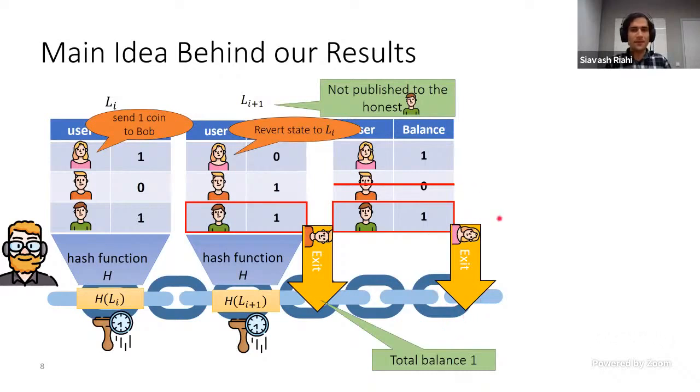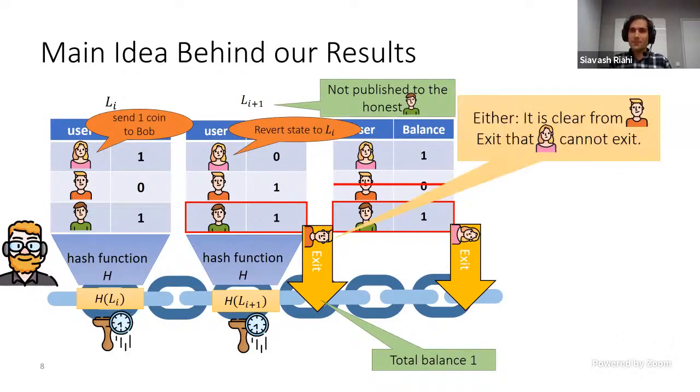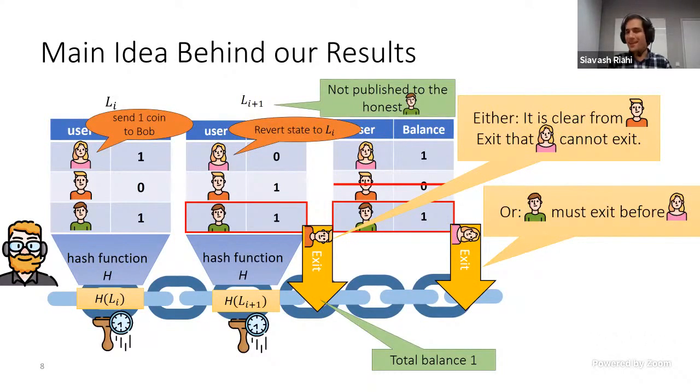So what would happen if Alice exits? Well, Charlie then would not be able to exit his coin because there is not enough balance left in the system. How can we prevent Alice from exiting? Well, either it must be clear from Bob's exit that Alice cannot exit. This means that Bob's exit must contain enough information in it that you can identify people who have actually transferred coins to Bob. So Bob's exit would be large. And the other situation would be that Charlie must exit before Alice. So we would end up in this mass exit situation, which I pointed out before.